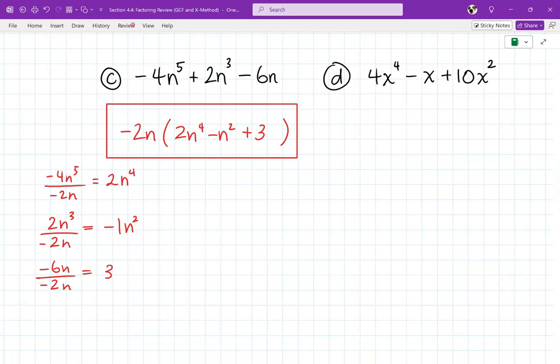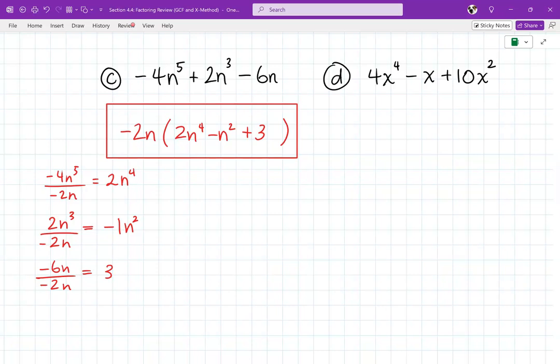4x to the 4th minus x plus 10x squared. Can I factor any numbers out? Negative x. Well, I could take out a negative x if I wanted to, but I'm not going to. I will take out an x, yeah. Because I would only take out a negative if the 4x to the 4th was negative. I don't like a leading negative, so I would take it out. Not that it's wrong, I just probably wouldn't do it, because it might make a bit more of a mess for me.